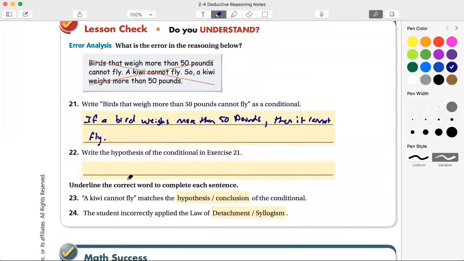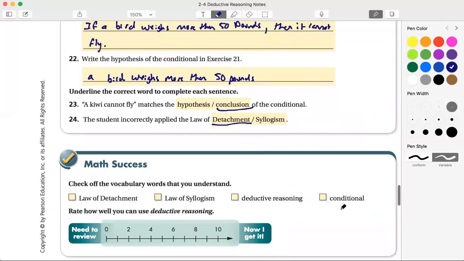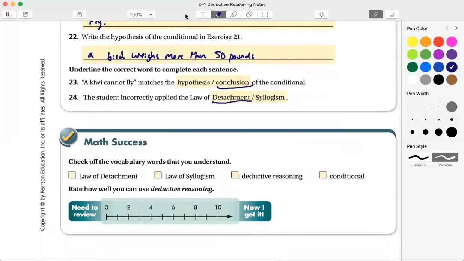Write a hypothesis of the conditional. A bird weighs more than 50 pounds. So a kiwi cannot fly matches the conclusion of the conditional. The student incorrectly applied the law of detachment. All right, so that is the end of this section.